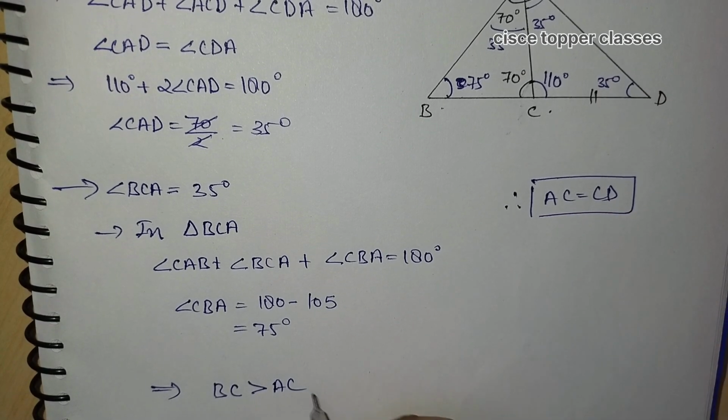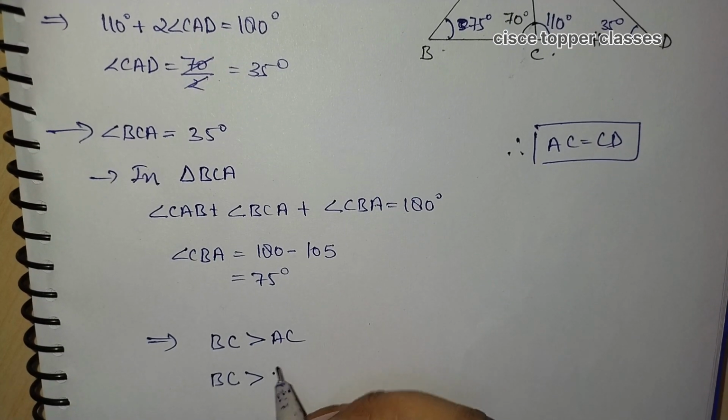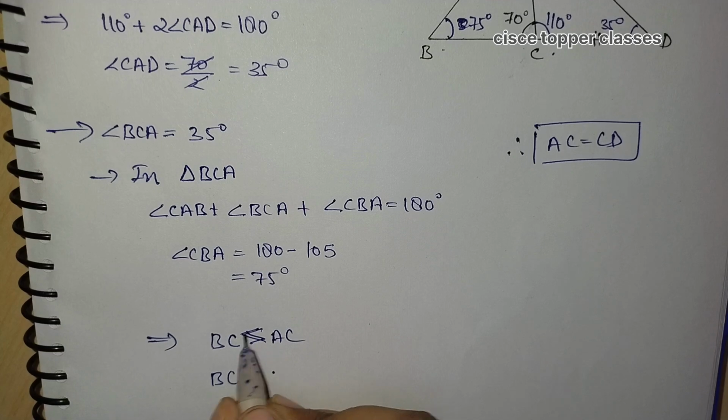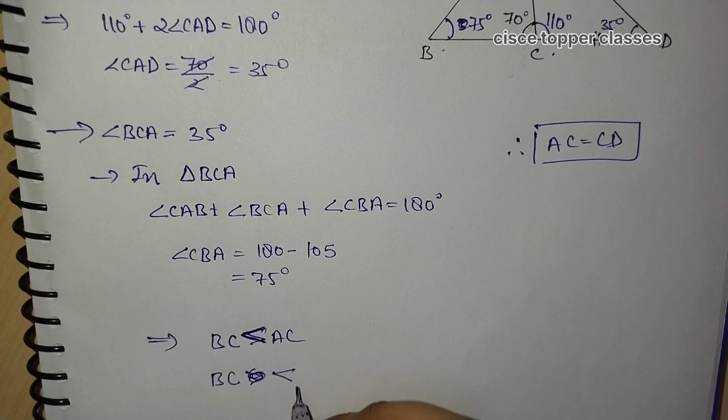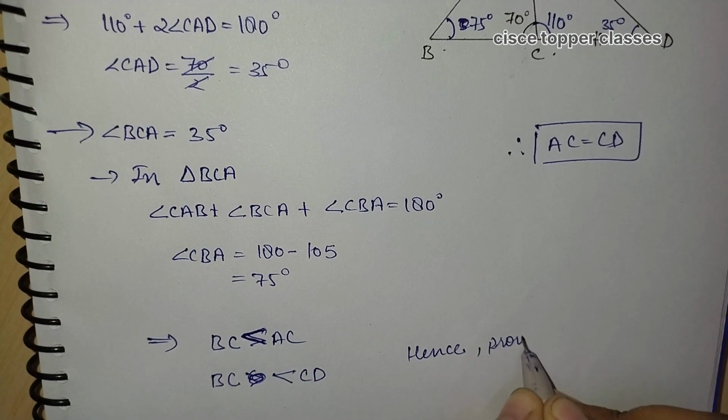From this part only we can write BC is greater than CD here. So sorry, BC is less here. So we can write AC is greater than BC, and here also CD is greater than BC. Hence proved.